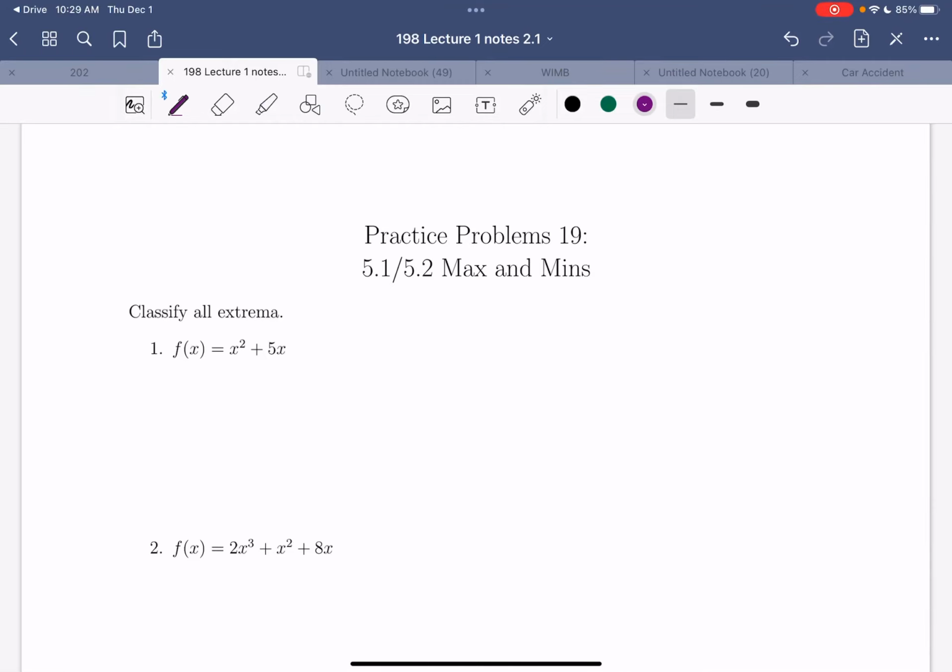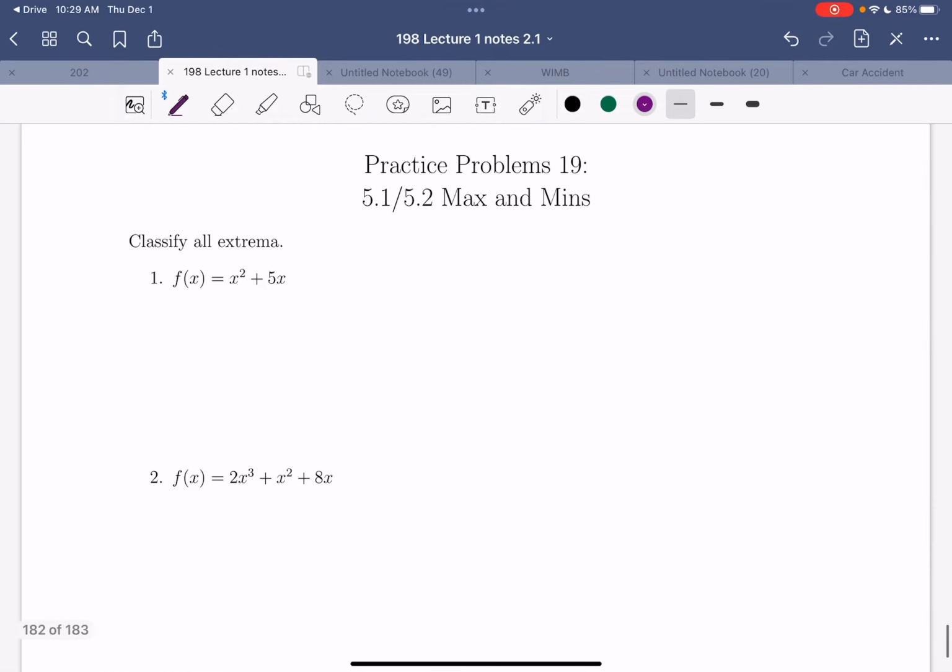All right, this is the practice problems from 19. This is what we should have done in class today, but I appreciate you letting me bow out given all the craziness that's happening for me at the moment. Hopefully we will all be back in good order in a few days.